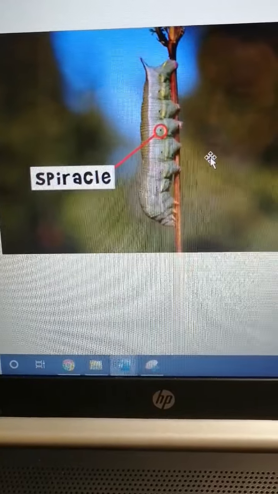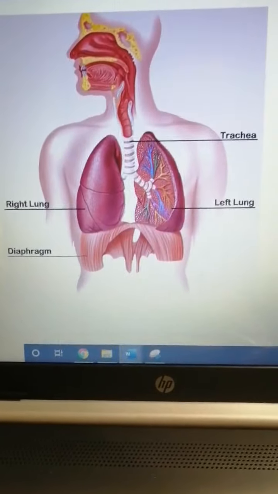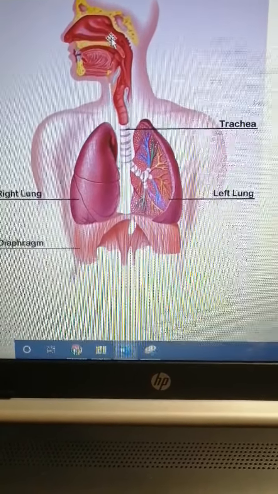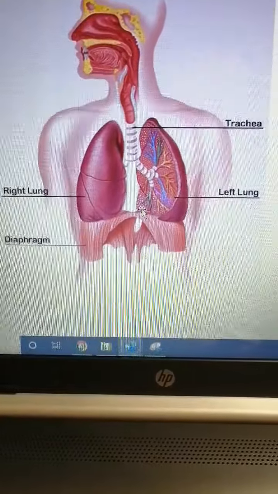There's another example of a worm or caterpillar that has little spiracles on the side, and that is how they breathe. If you think of a human, we have lungs, so we breathe air through our mouth or nose, and we use our lungs.